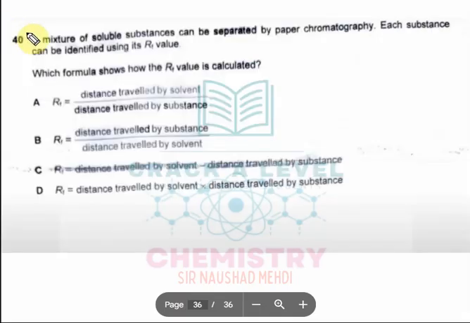The last MCQ, number 40, says a mixture of soluble substances can be separated by paper chromatography. Each substance can be identified by using its Rf value. So what is the formula of the Rf value? It is the distance traveled by the component divided by the distance traveled by the solvent. So option B is correct.